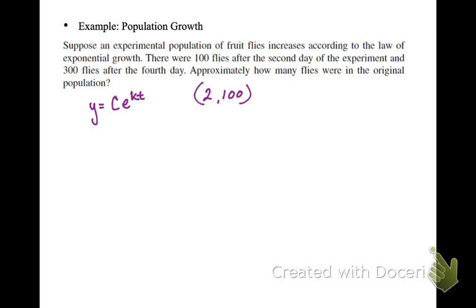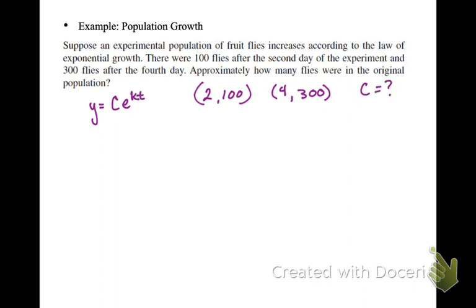2 days for time, right? Yeah, it would be like that. And 300 flies after the fourth. Mm-hmm. So 300. Approximately how many flies were in the original population? So we need to know what C is.